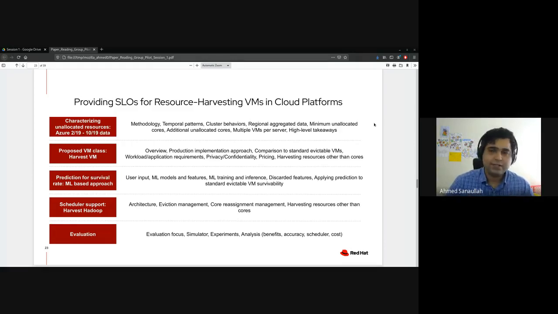Then they defined their new class of virtual machines. Then they talked about policies and how they were using machine learning to compute those policies or value those policies. Then they talked about integrating their new stuff into an existing scheduler, and then finally laid out the experiments and the analysis and the metrics that they were going to look at in order to demonstrate that they were successful in addressing the problems that they had identified way back in the first section.